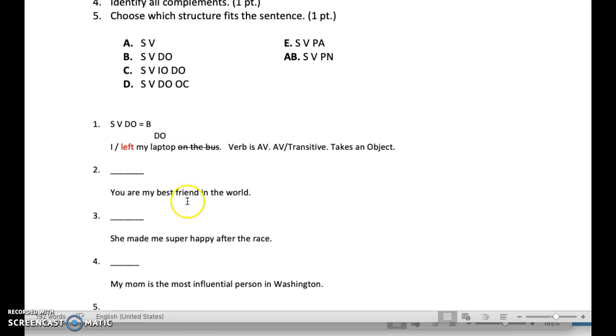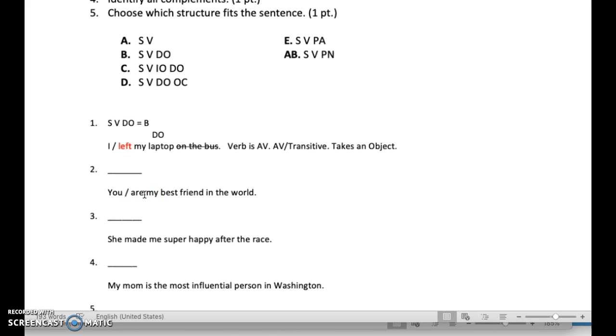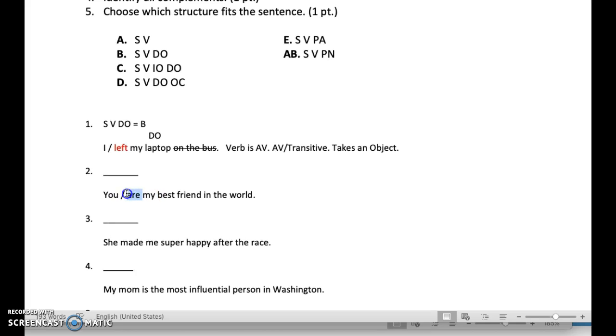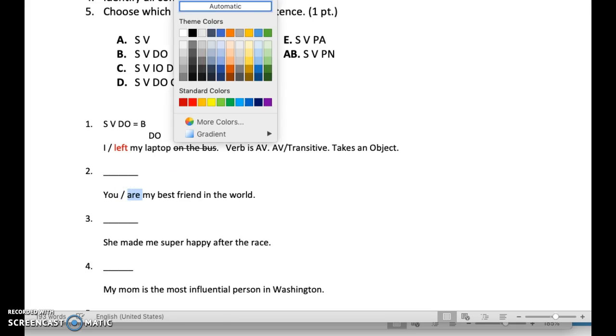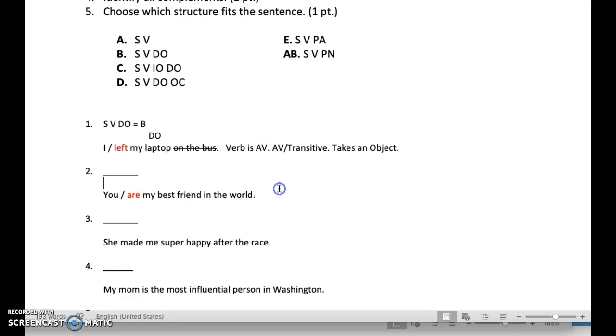Okay. The next one, the first thing I'm going to do is put up a little line between my subject and my verb. I'm going to find the verb then, and I'm going to work out from my verb. So here's the verb, are. I really want to pay attention to that main verb because that's going to be the heartbeat of the sentence. So you is the subject, are is the verb.